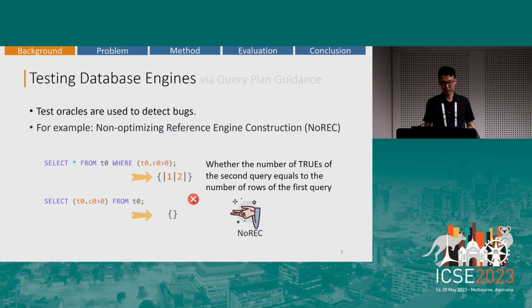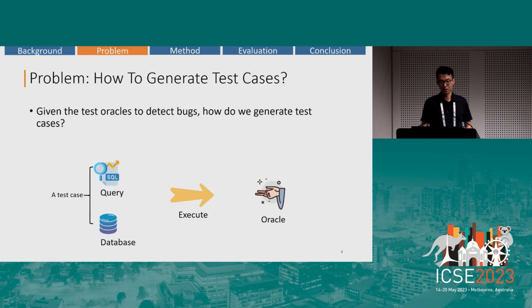However, this oracle is a runtime component. It can only detect a dynamic execution result. How do we generate the execution? We require the test case. A test case in a database refers to a SQL query and a database state. Then we execute the test case, get a result, and use the oracle to validate the results. So the problem we want to solve is how to generate diverse test cases to automatically find this kind of bug.